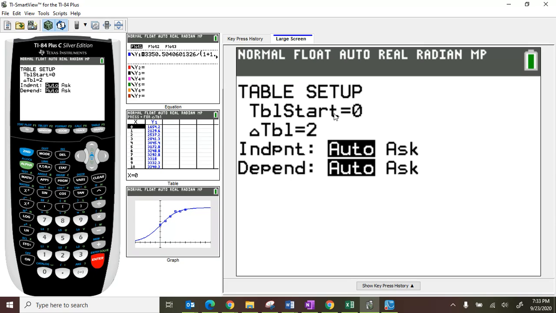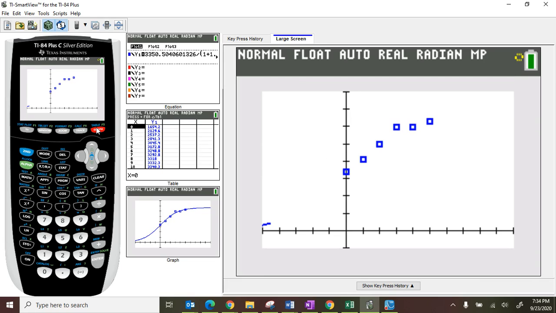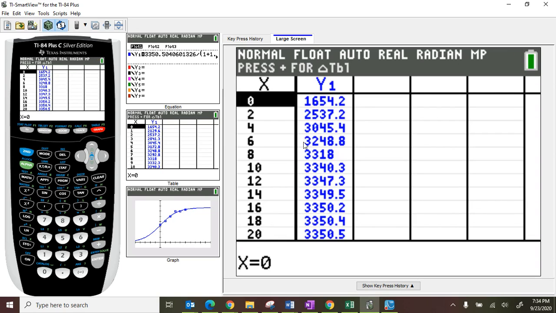So when we go up by 2, if I hit enter on this, okay, we do second table so that we can look at it. It didn't hit the second on there, so hold on. Now we have to wait for that. Very good. Okay, so we do second and then table. And notice how it's going up by 2s and so on.